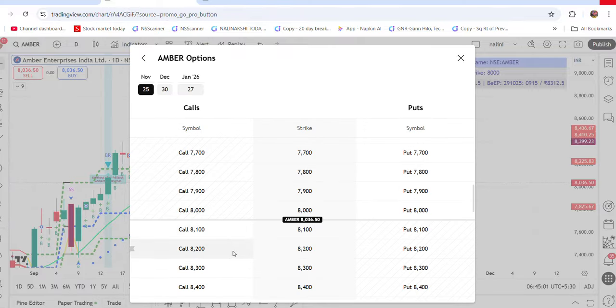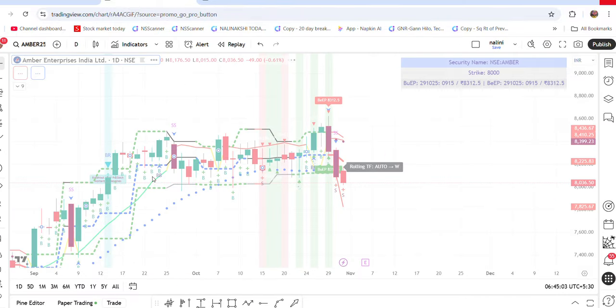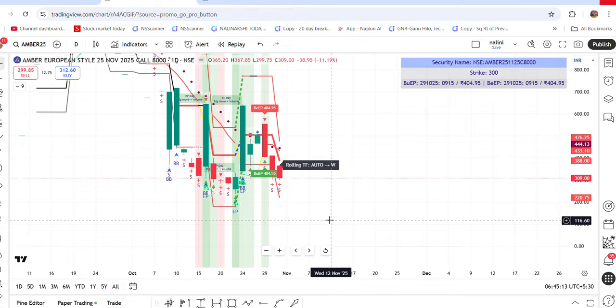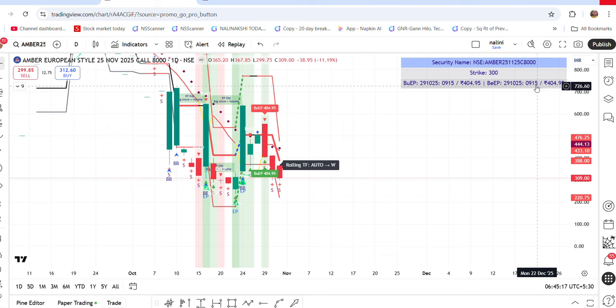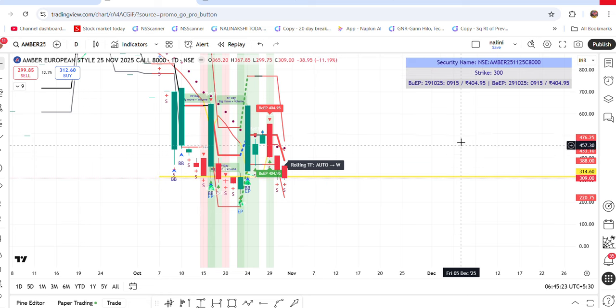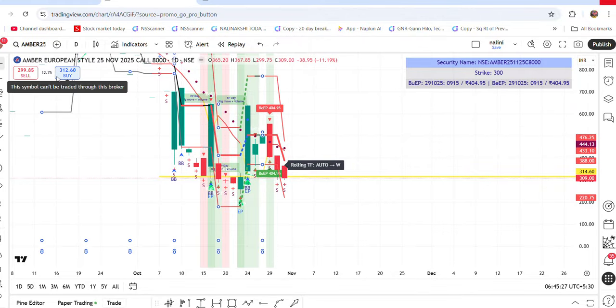I'm going to the 8,000 call option. You can see how it is falling. From 404, the day it reflected, it has come down, and now it is trading around 299. And it is saying that 300 is the deadline for this. Yes, 300 is the deadline and 404 is the one.